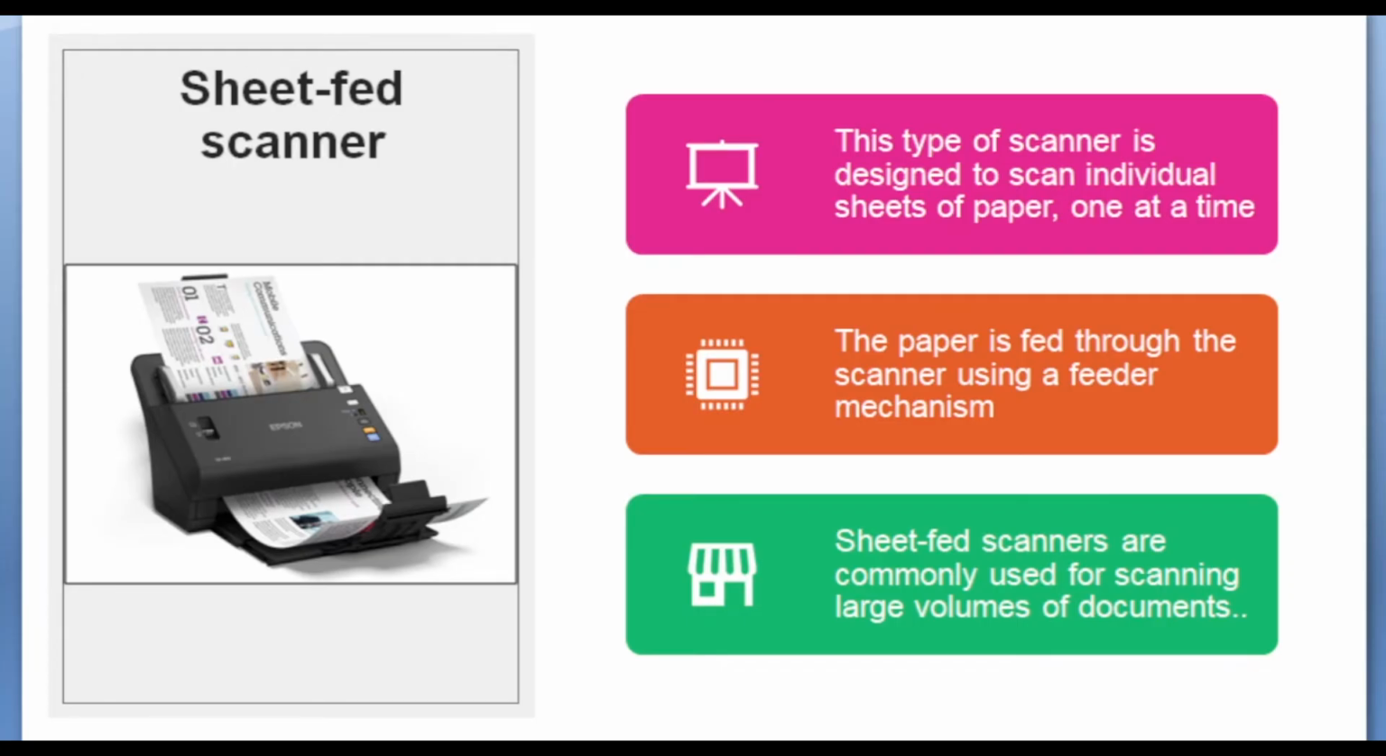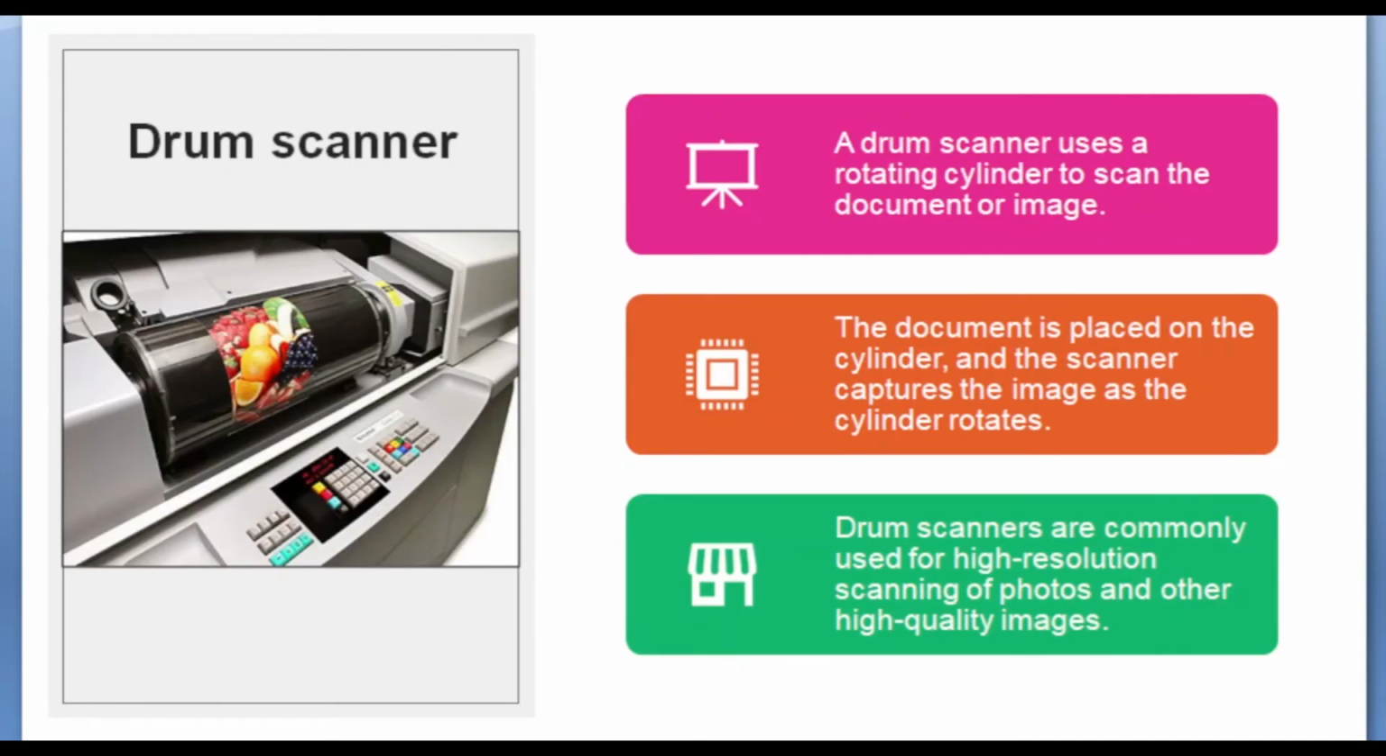Next is sheet-fed scanner, and they are designed to scan individual sheets of paper one at a time. They are commonly used for scanning large volumes of documents, like, suppose, a book. Next is drum scanner. Drum scanners use a rotating cylinder to scan the document or image. They are commonly used for high resolution scanning of photos and other high quality images.